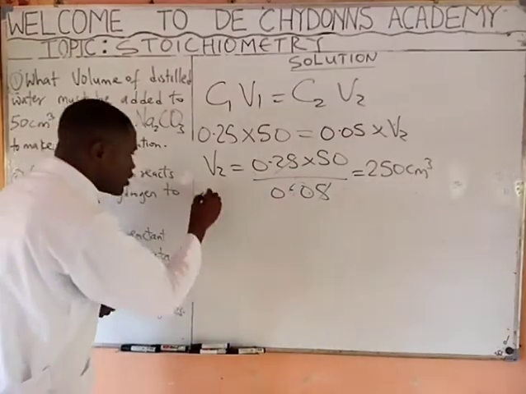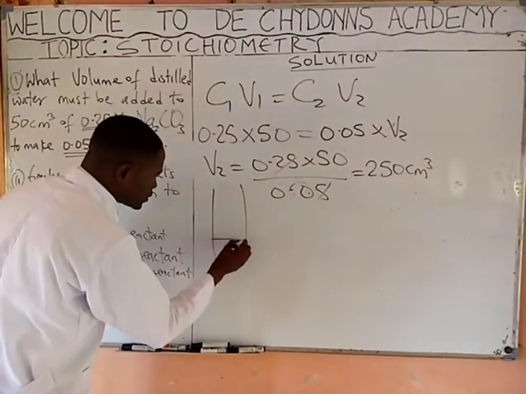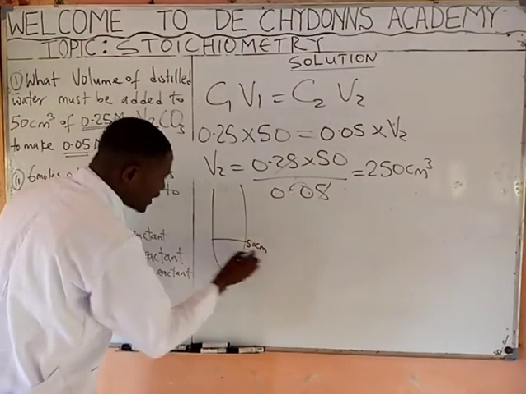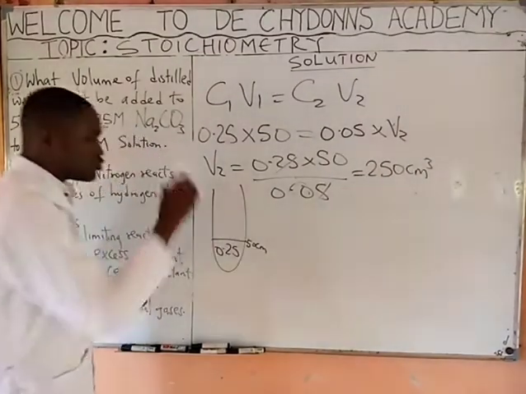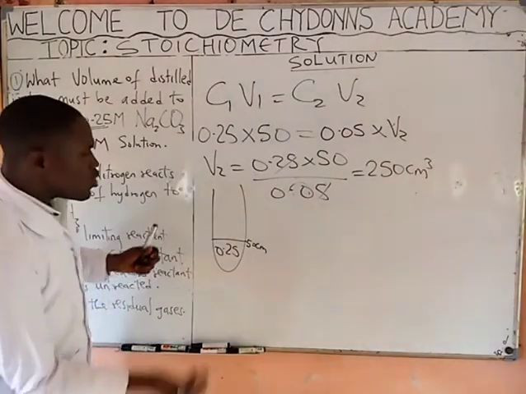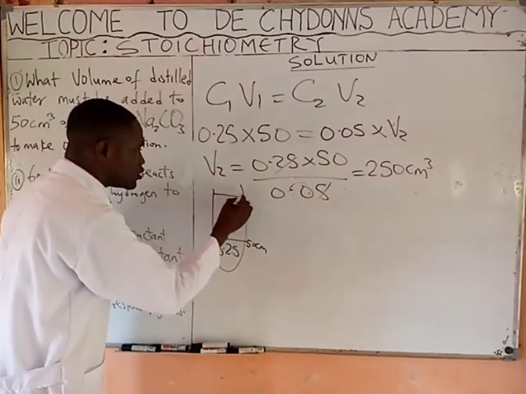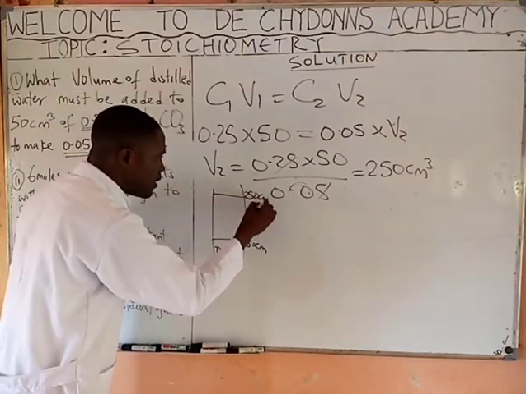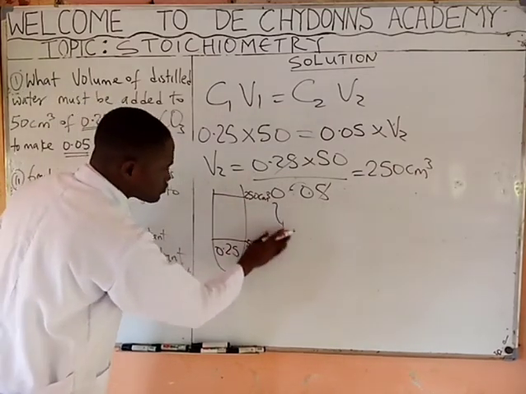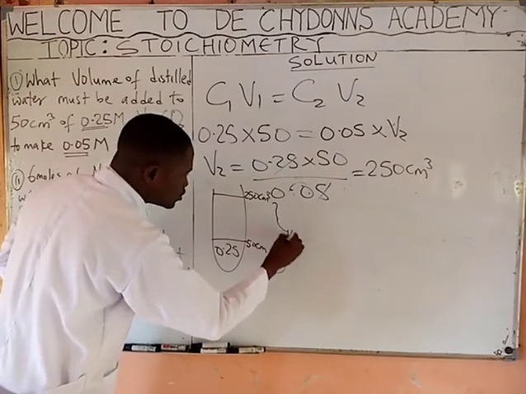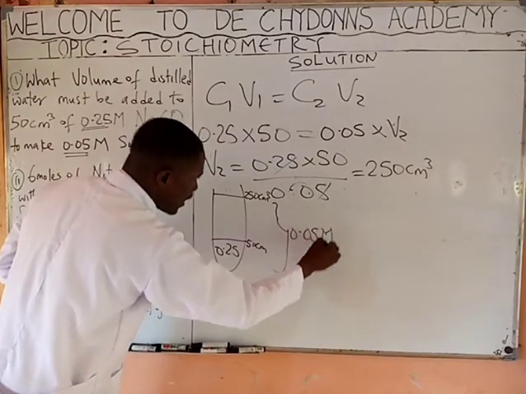That is to say, look at it. Here is 50 cm cube. That is the highly concentrated one, the one of 0.25. Now when you add water to it, you will get 250 cm cube. And when you get 250 cm cube, that will give us 0.05 molar.